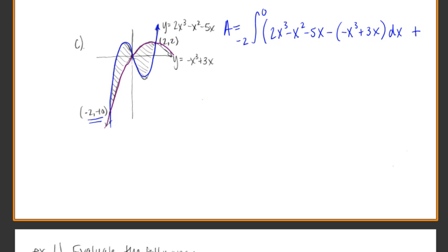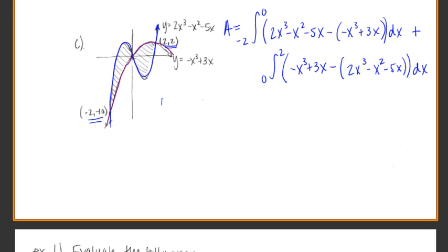plus, now the integral looks like 0, and we're going to finish up at 2 for the next coordinate. Now this time, the upper one is the negative x cubed plus 3x, and we need to subtract off the lower one, which is this time the blue line, the 2x cubed minus x squared minus 5x. And then all of that dx.